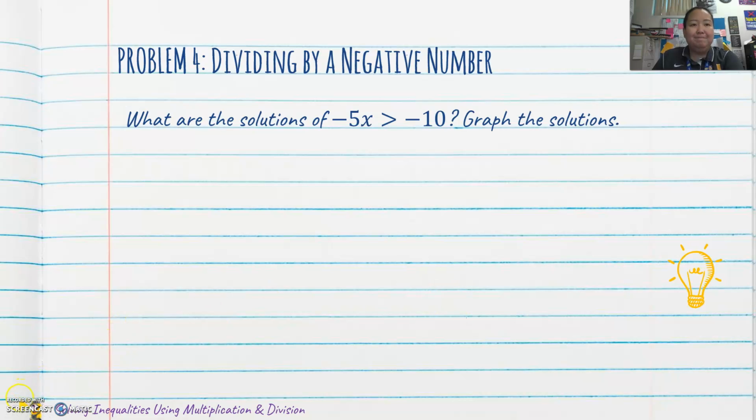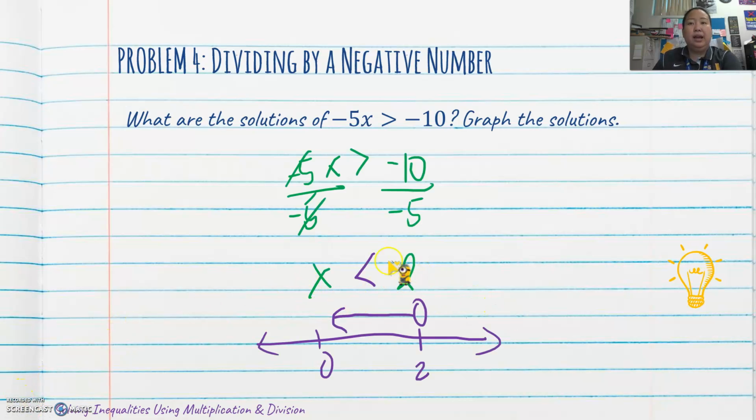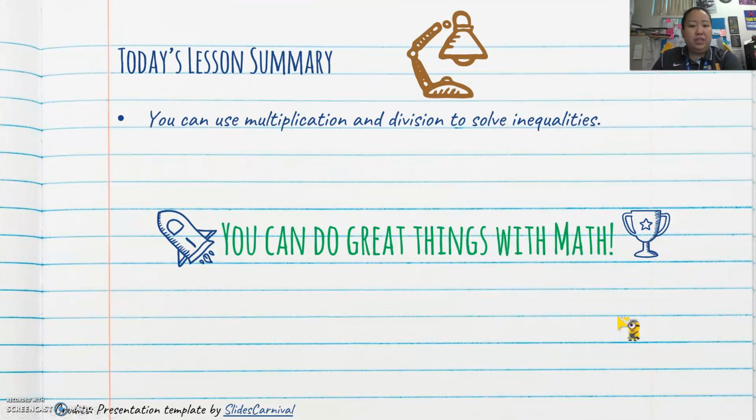Go ahead. For this, you will have negative 5x greater than negative 10. We divide by negative 5 on both sides, so we will end up with a positive 2, but our inequality will become a less than. Graphing it, it will be a hollow dot on 2 pointing to the left. All right. So to summarize, we can use multiplication and division to solve inequalities. Thank you.